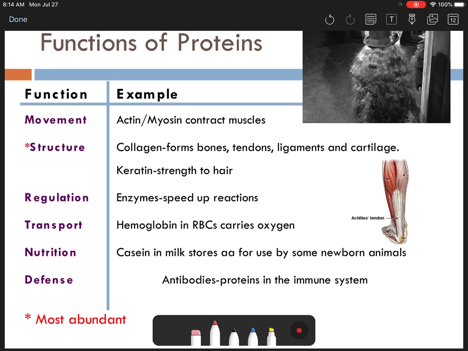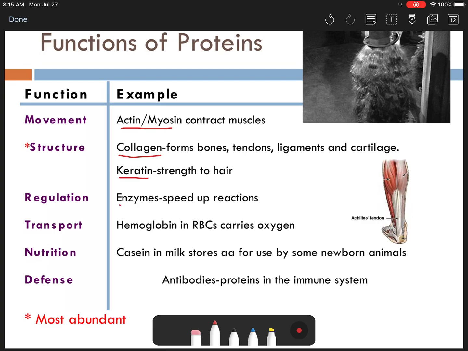Here's that chart I was talking about. Look at all the different functions that proteins can have in your body. They can play a role in movement. Your actin and myosin help contract your muscles. They can play a role in structure. Your collagen is going to help form all your bones, tendons, ligaments, your cartilage. That's going to help with the structure of your body. The keratin gives strength to your hair.